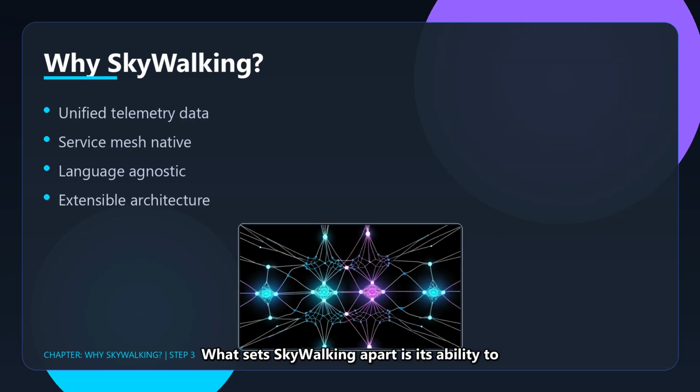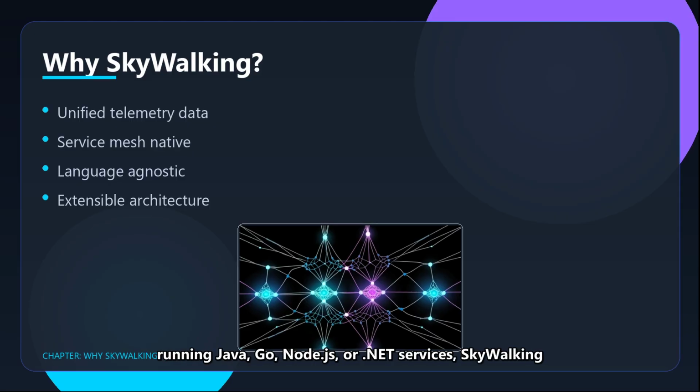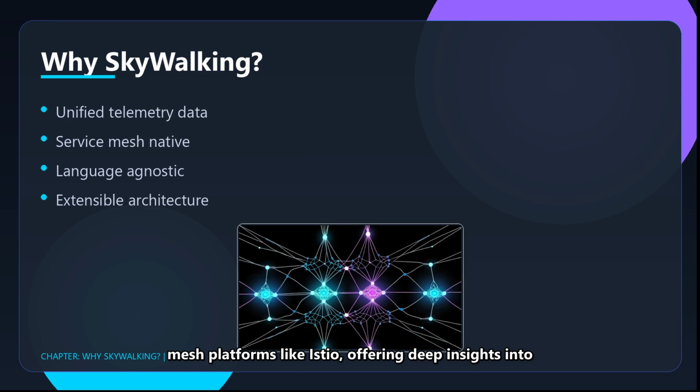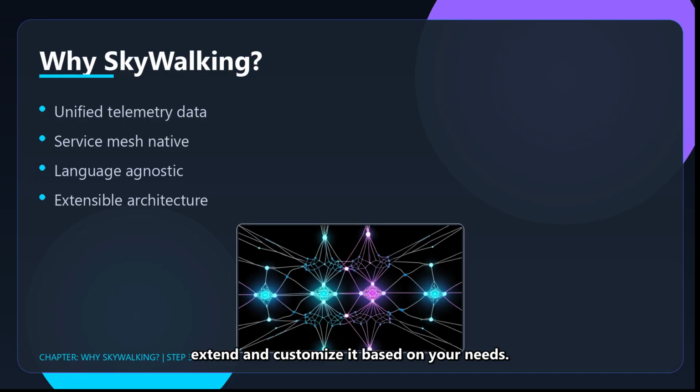What sets SkyWalking apart is its ability to unify telemetry data from diverse environments. Whether you're running Java, Go, Node.js, or .NET services, SkyWalking supports them all. It's also native to service mesh platforms like Istio, offering deep insights into mesh traffic. Its modular architecture allows you to extend and customize it based on your needs.